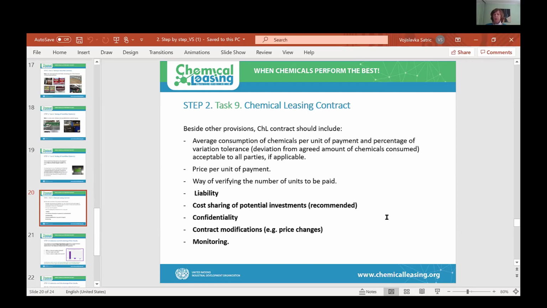Average consumption of chemical per unit of payments, and also percentage of variation, because you cannot say I always will use 0.2 grams of adhesive, for example, but this has to be plus minus. Of course, price, way of verifying the number of units to be paid, liability, cost sharing, if there are some investments, confidentiality, very important, contract modification, and also monitoring.